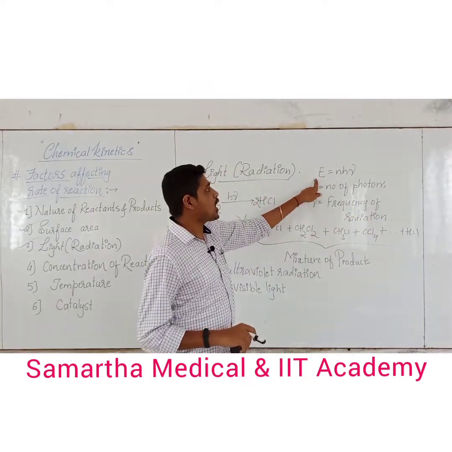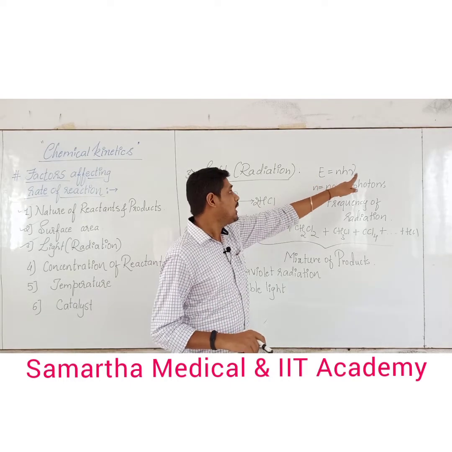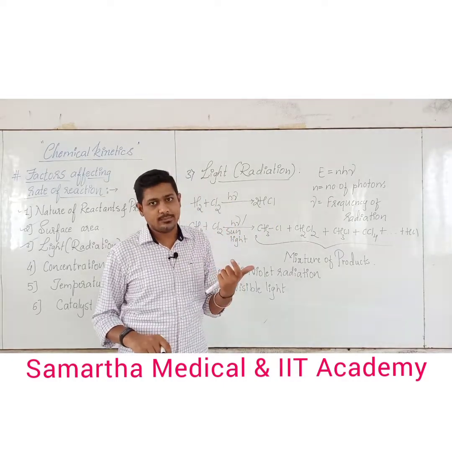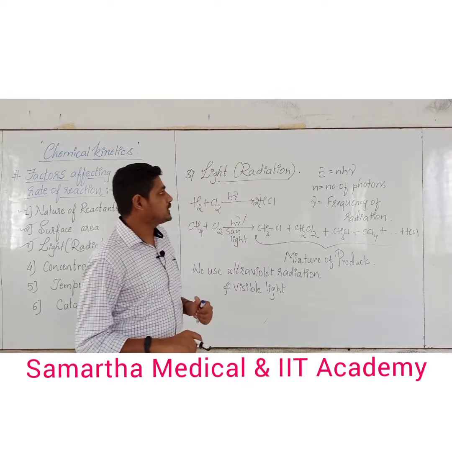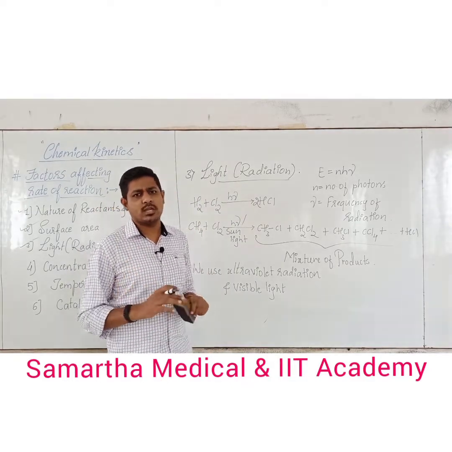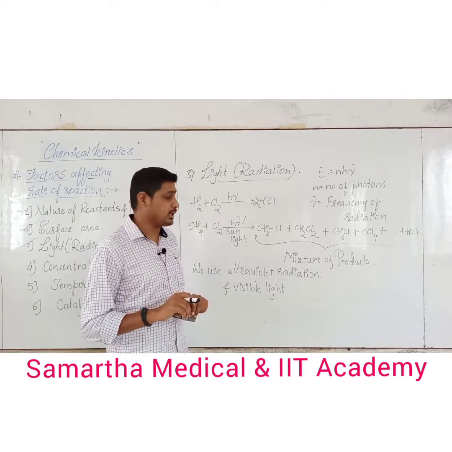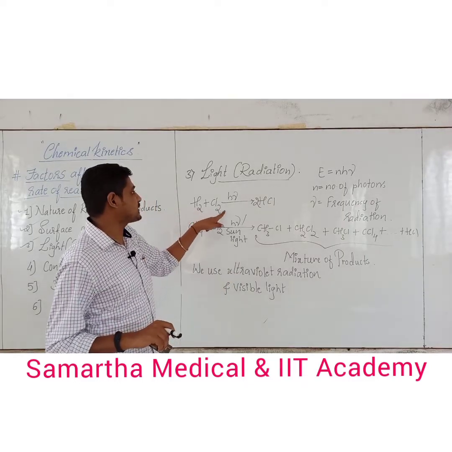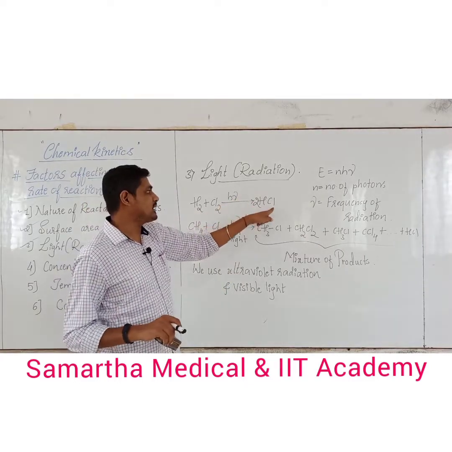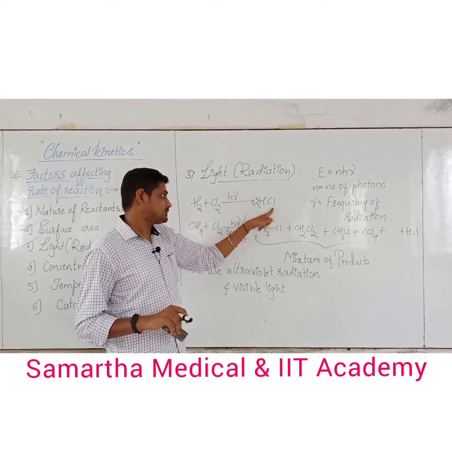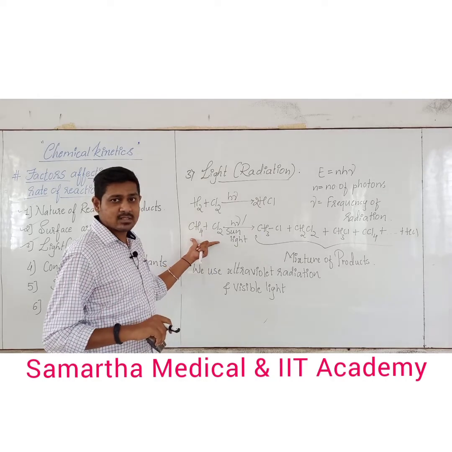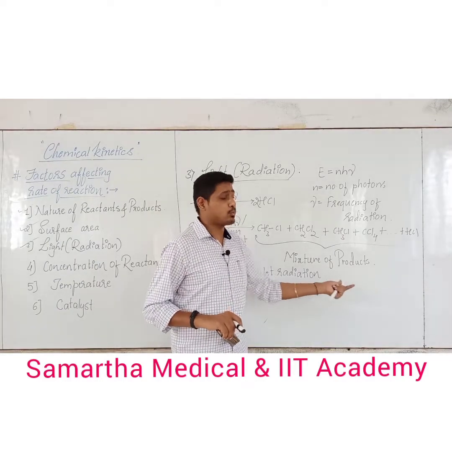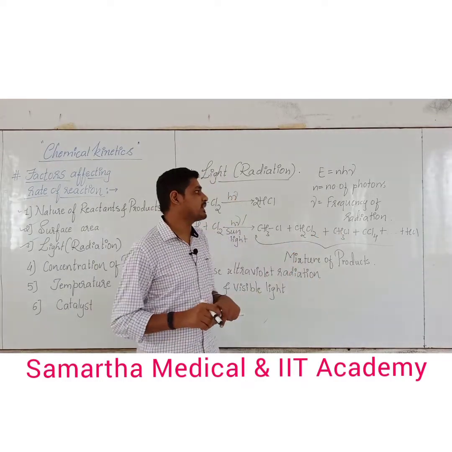We know that the energy of the radiation is directly proportional to the frequency. If the frequency is higher, the energy will be higher. Now see what will happen. There are not many, but there are some reactions which will take place in the presence of ultraviolet radiation or visible light. For example, when hydrogen reacts with chlorine in the presence of certain radiations, it will give you hydrogen chloride, HCl. Similarly, when methane gas reacts with chlorine in the presence of sunlight, we will get a mixture of products. I have written the mixtures that we can get.